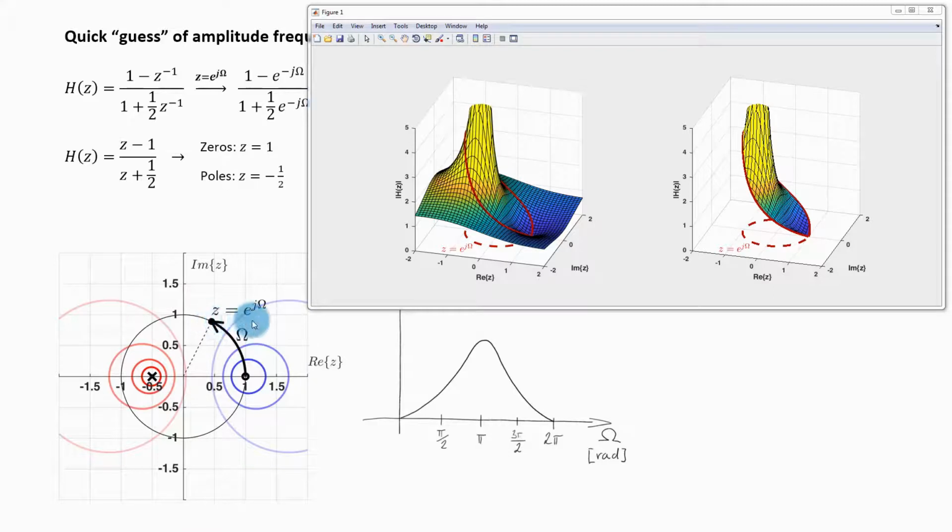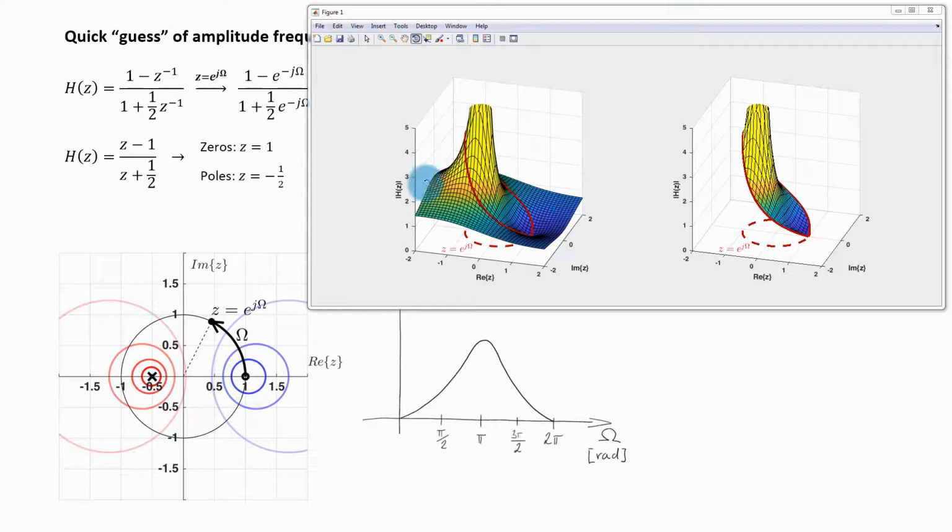So for example, if I want to find the frequency characteristic for omega equal to pi over 2, I need to take a look at the transfer function at this point of the complex plane. If I want to find the frequency characteristic for omega equal to pi over 4, I need to take a look at the transfer function at this point of the complex plane. And if I want to get the frequency characteristic for all normalized frequencies omega, I need to trace the values of the transfer function above this unit circle.